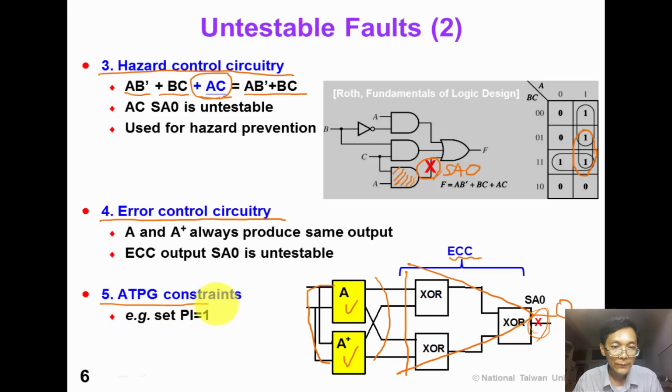Finally, the 5th example of untestable fault is ATPG constraints. For example, sometimes we set a certain primary input to 1. In that case, the stuck at 1 fault is untestable.